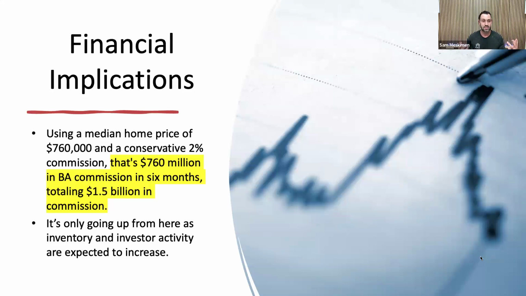If we look at the financial implications, that means using a median home sale price of $760,000 and a conservative 2% commission. We know that varies a bit, but on average it's around 2%. That's $760 million in just buyer's commission in 6 months and about $1.5 billion in total commission.